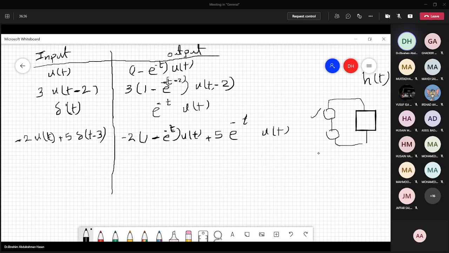Okay, but we have a shift also, minus 3. Then wherever you have a t here, just shift it by 3. So then this is minus 3, and this is minus 3. That's all.